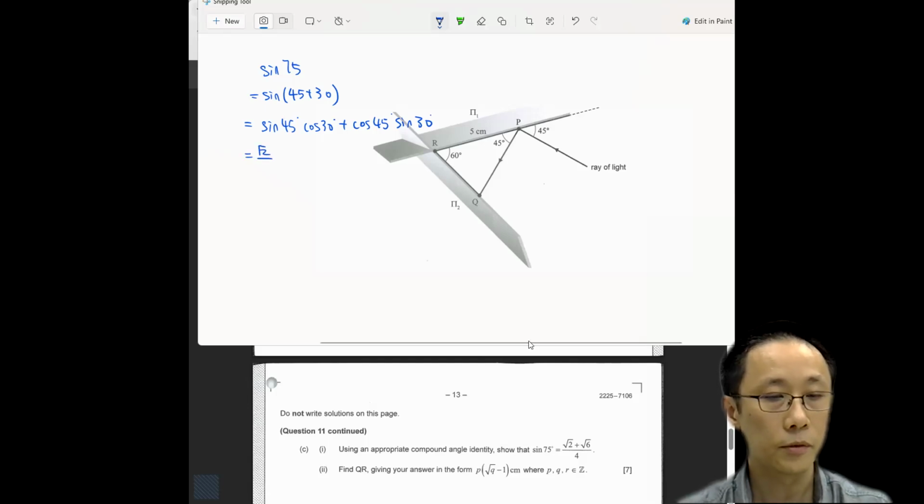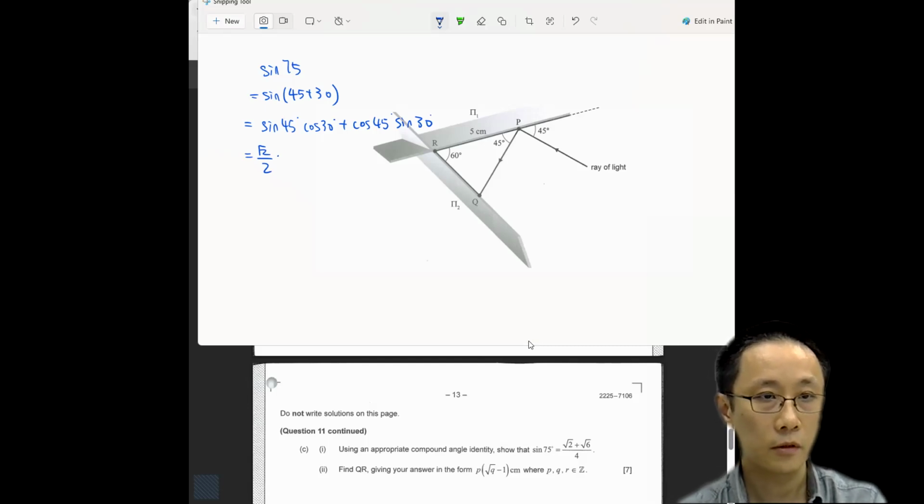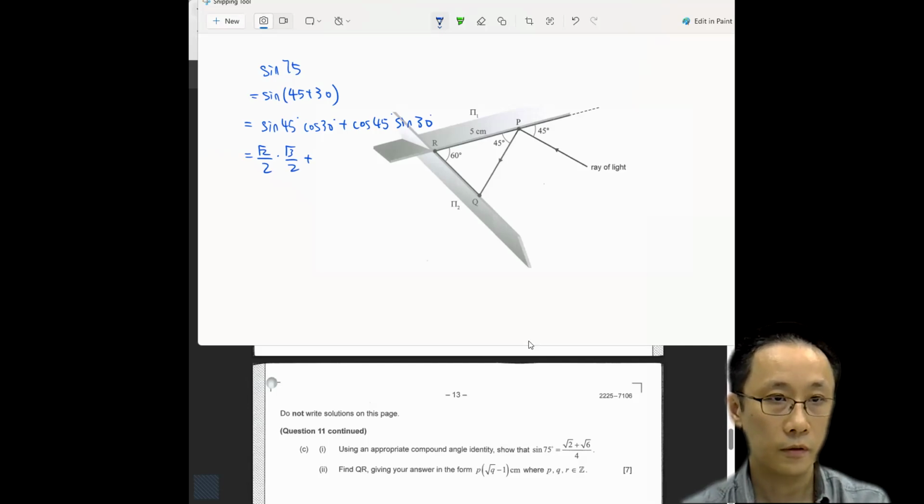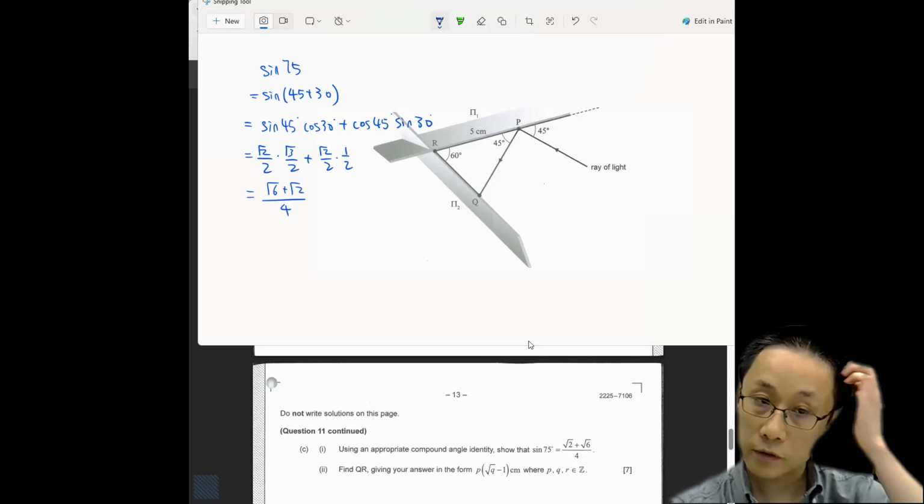I'll use root 2 over 2 because the surds should be at the top. And this gives you root 6 plus root 2 all over 4 as needed.